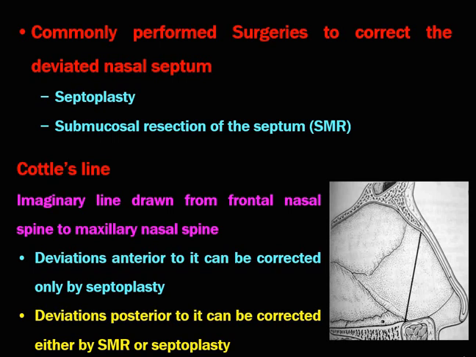In present-day practice, septoplasty is the most commonly performed surgery for the nasal septum, and it is one of the most common surgeries performed on the nose all over the world. Cottle's line is important during septal surgery. Cottle's line is an imaginary line drawn from the frontal nasal spine to the maxillary nasal spine.